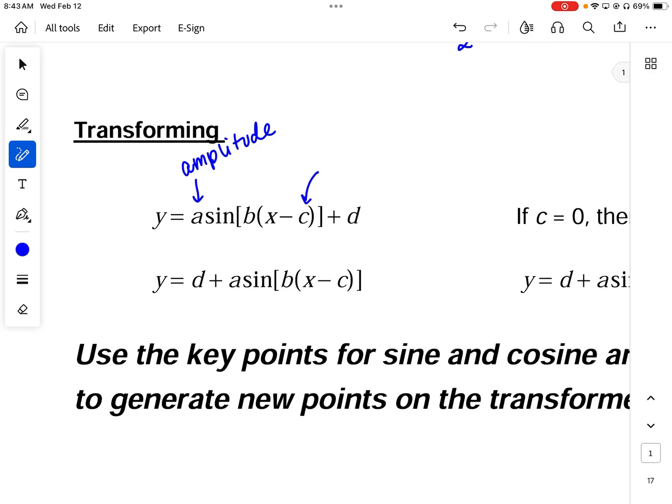The C value is the one that transforms it horizontally, but it is the one that does the opposite. See how it has minus C in the formula? So it's going to do the opposite of what you think it would do. Whenever I teach Algebra 1, when we talk about transforming linear and quadratic, I call it our crazy X, and it does the opposite of what you think it will do. And then the D transforms it by moving it up and down vertically.